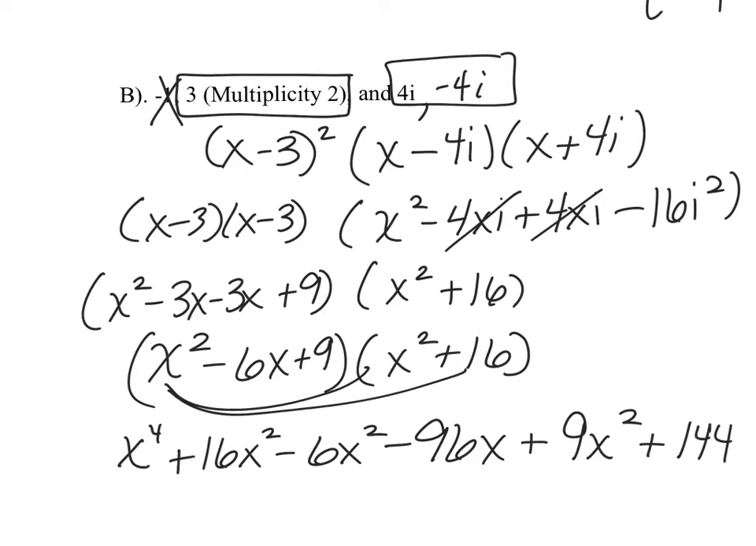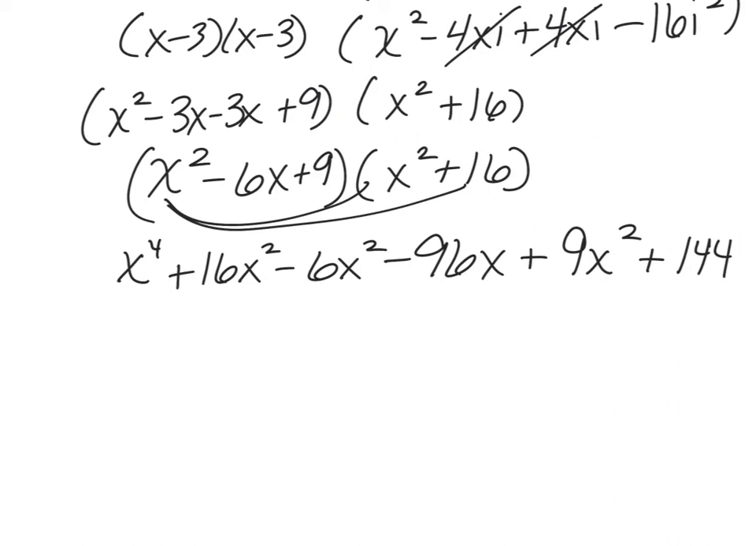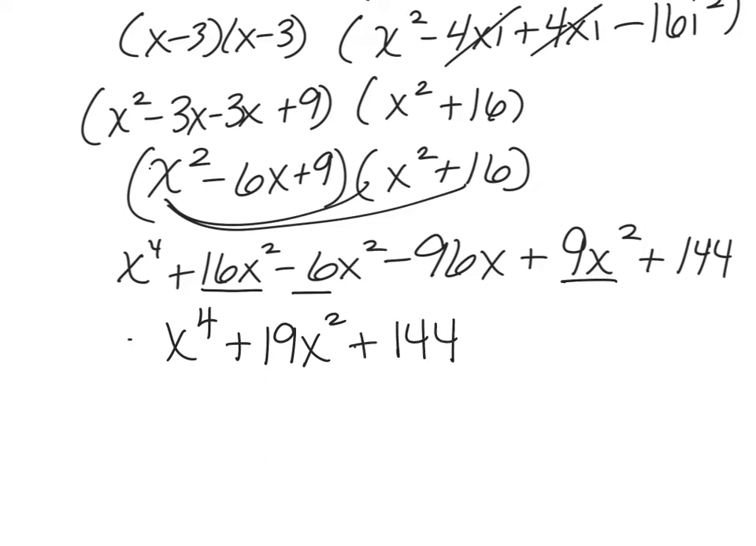So then we're going to simplify, and we get x to the 4th, and that would give us, we have 16, 6, and 9. So it'd give a plus 19x squared, and then plus 144. And then again, I want you guys to write it in function notation, so equals f of x.